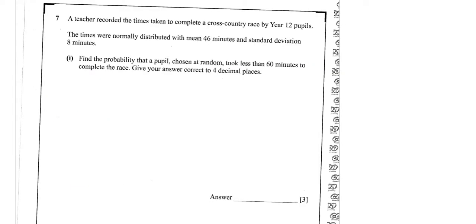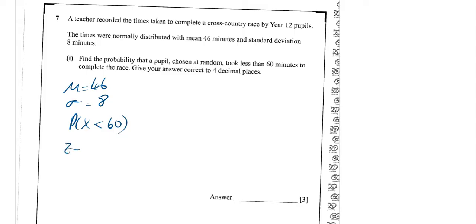Okay, question 7, which is the last question on the exam, says a teacher recorded the times taken to complete a cross-country race by year 12 pupils. The times were normally distributed with a mean of 46, so mu is equal to 46, and standard deviation of 8. Find the probability that a pupil chosen at random took less than 60 minutes. So we're looking for the probability x is less than 60.